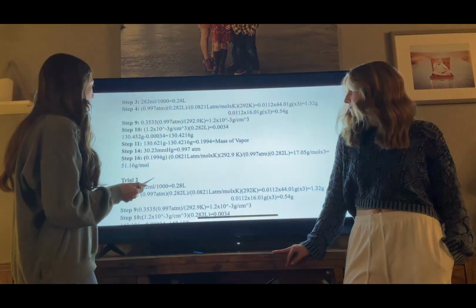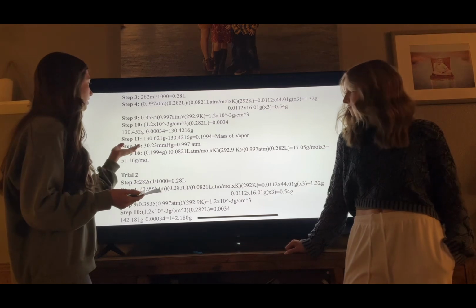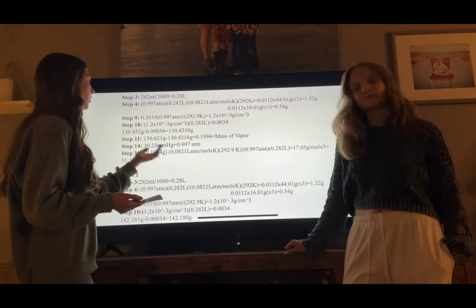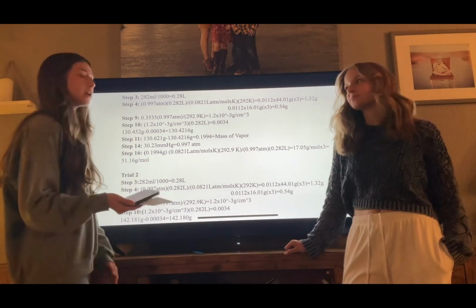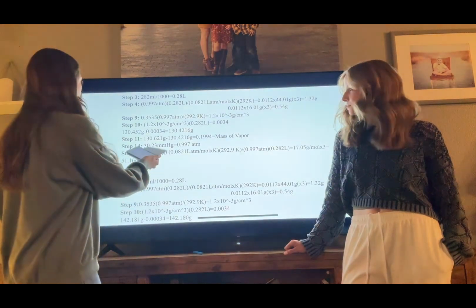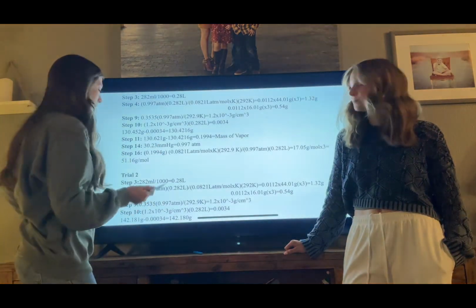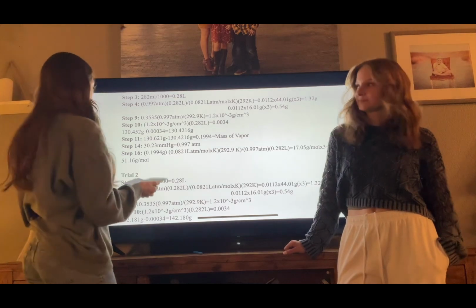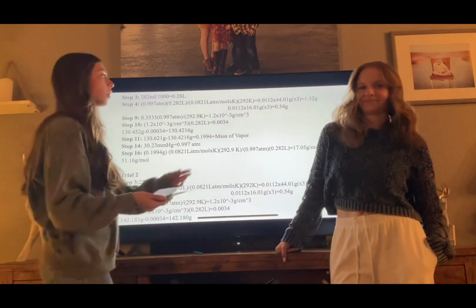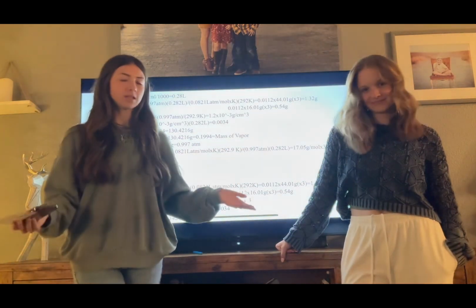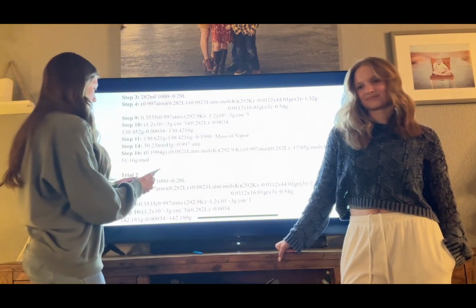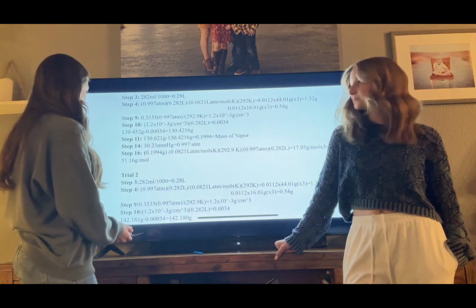We also had to convert, in step 14, more pressure from millimeters of mercury into ATM, which we did in step 14. And then in step 16, we used Pivnert, and we rearranged the equation to solve for moles of the ice to figure out what type of ice we were actually using. And yeah, I think that's it.